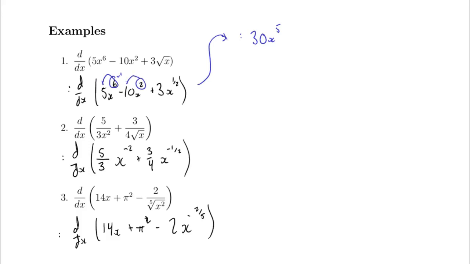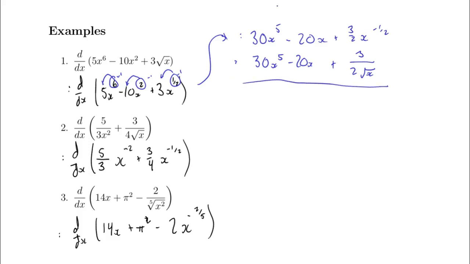We'll do the same thing here, bring our exponent out front. So now we have minus 20x to the 1. And then we'll bring our exponent out front. We have plus 3/2 x to the half minus 1. That's negative half. If you'd like, you can rewrite this as 30x to the 5 minus 20x plus 3/2 square root x. This negative half is really a square root of x in the denominator. So there's our first one.